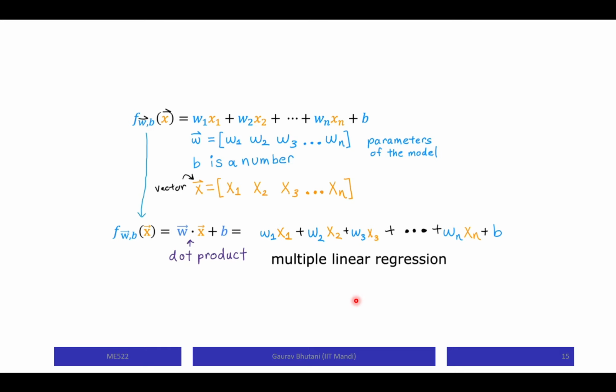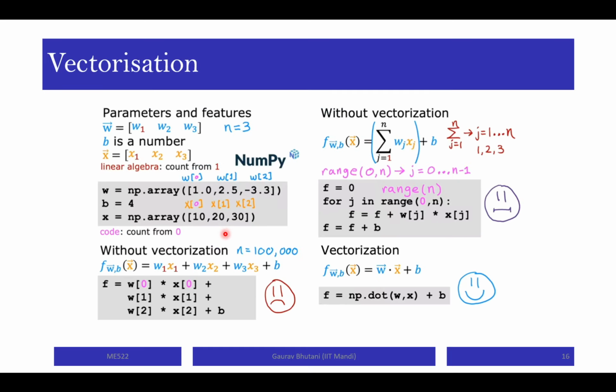One idea here is called vectorization. Rather than writing it like this or in a loop, I'll simply write my f as the w vector, which is a set of all w's written like this, dotted with an x vector, which is like this, plus b. This is what I am showing here. I will not discuss the other parts of the slide.